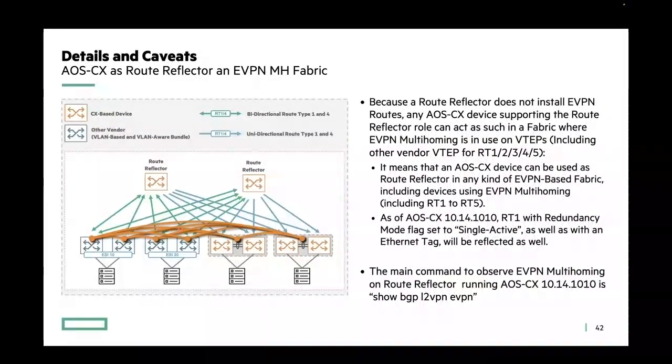And the final point is that, as for any kind of route reflector, the only useful command here is show BGP L3VPN EVPN, which will allow you to see which RT1 and which RT4 are received and reflected.